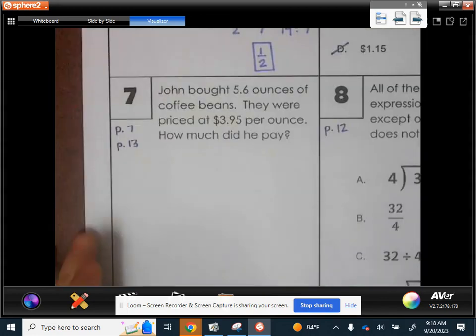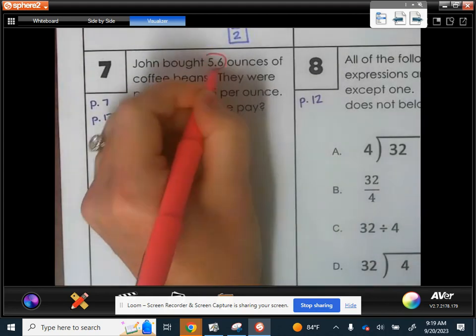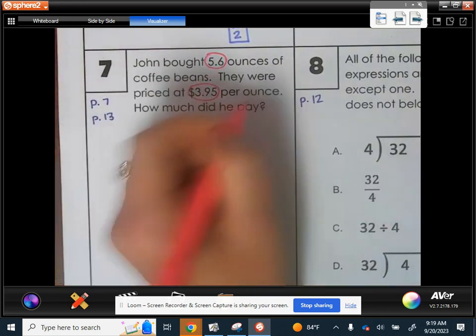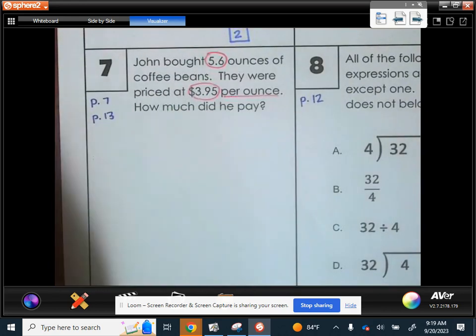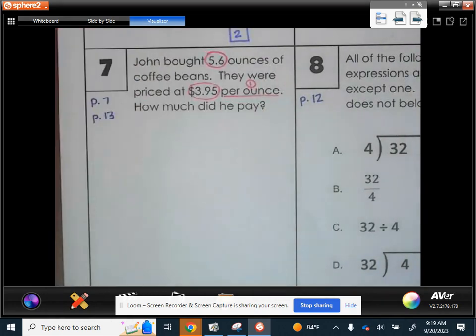Okay, question number 7. Another word problem. So you see that these word problems are going to be really important for the test. And so again, page 13 is crucial for figuring out whether they're giving us the total and it's being separated out into equal groups, or are they asking us for the total. So in this case, we know how many ounces of coffee beans John bought. We also know the price per ounce. So remember, if it's talking about per ounce, that doesn't have an S on the end. It's just 1 ounce. So we know how much for 1 ounce.